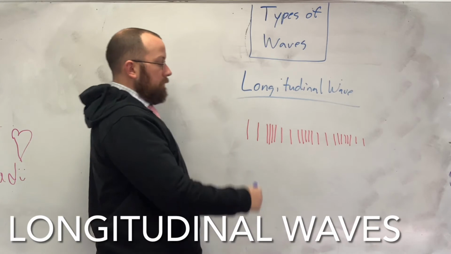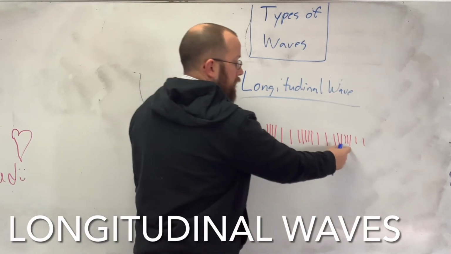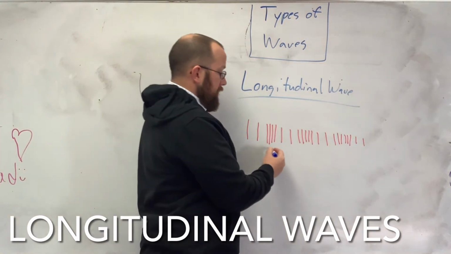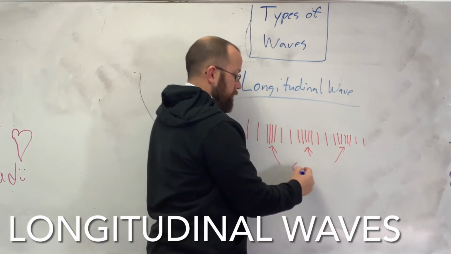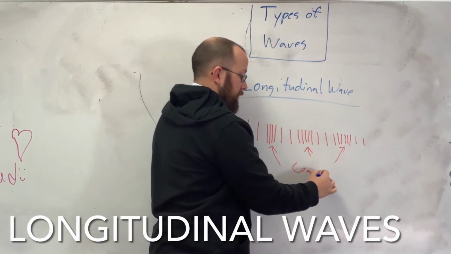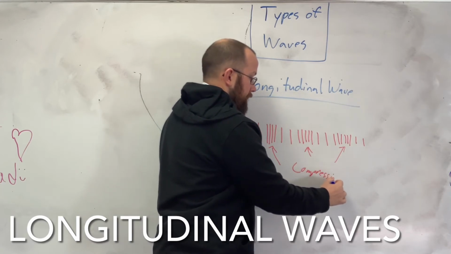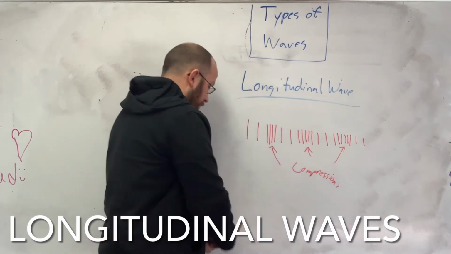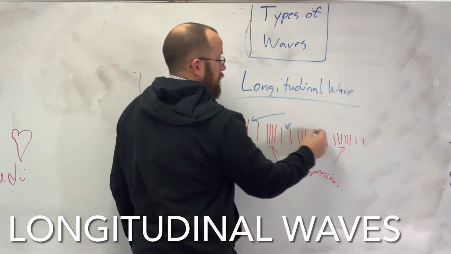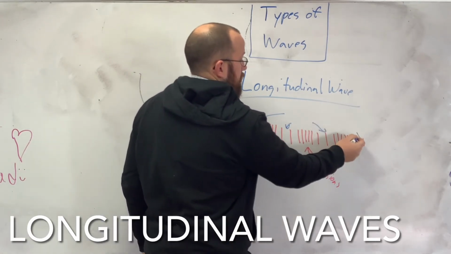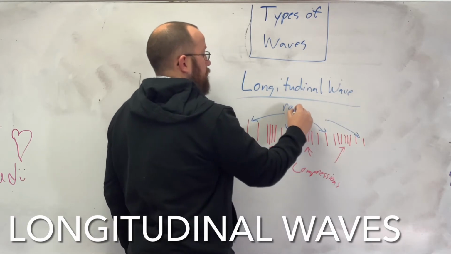All right. These areas right here, where they're closer together, are called compressions. These areas where they're more spread out are called a rarefaction.